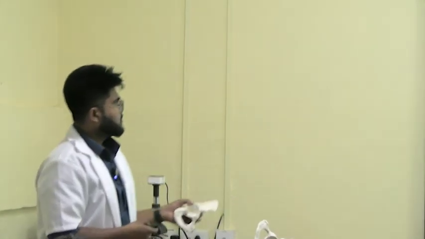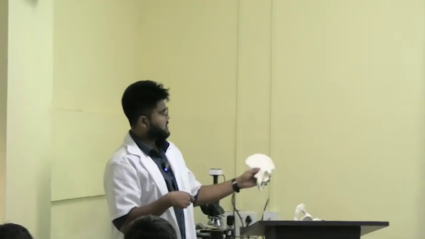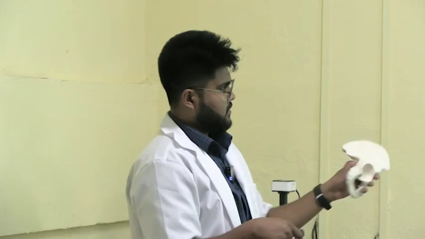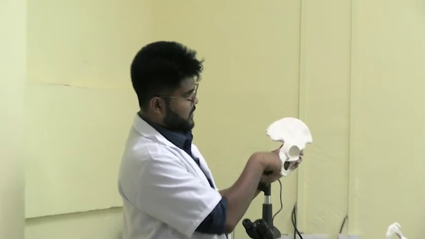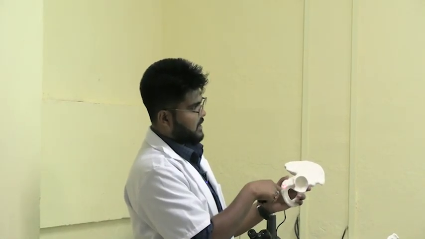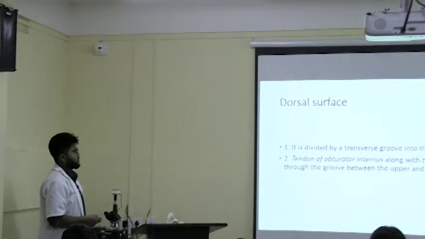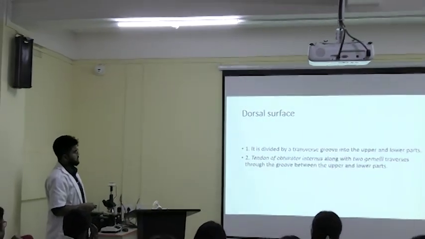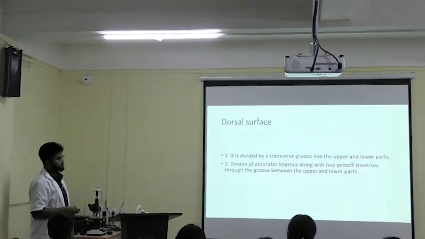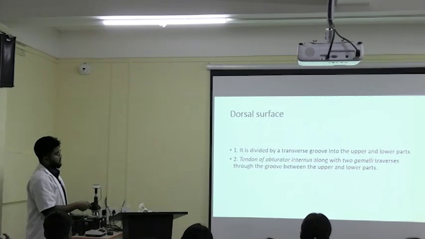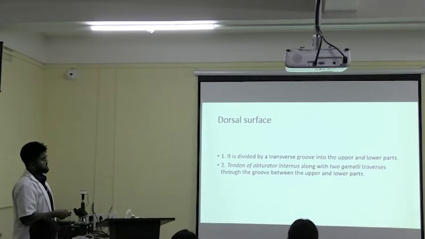Next you can see the dorsal surface. It is divided by a transverse groove into an upper and a lower part. Here the obturator internus muscle along with... you won't understand this right now. Just remember that it is divided by a transverse groove into the upper and lower parts, and here the obturator internus muscle tendon is attached.